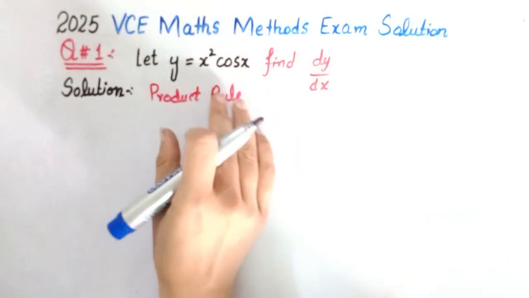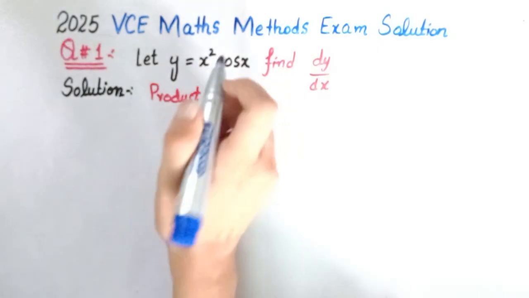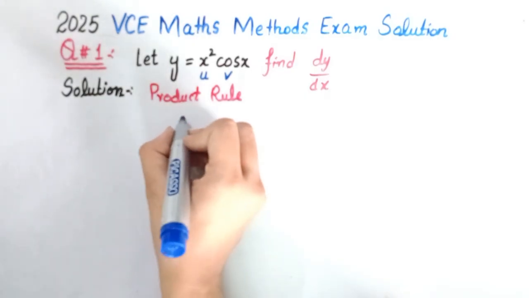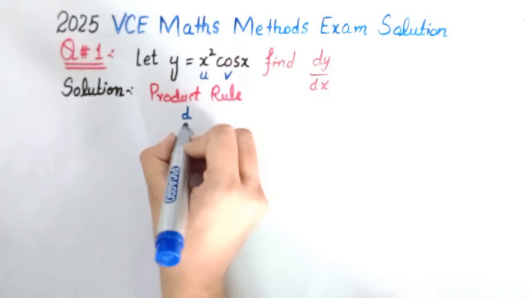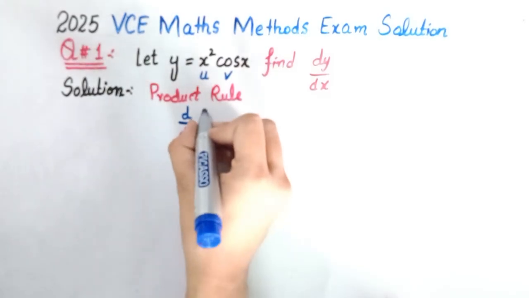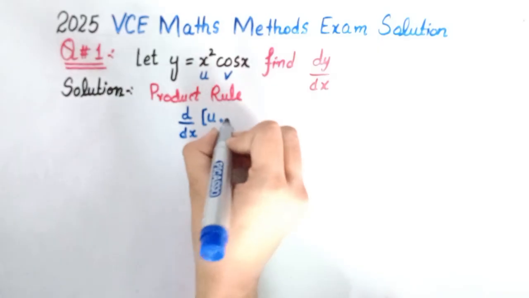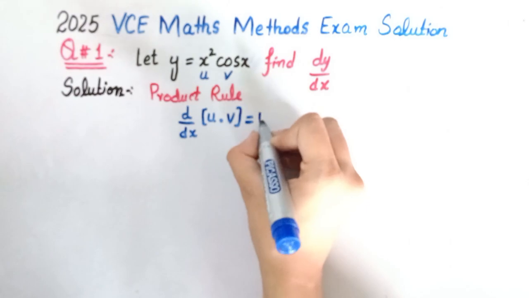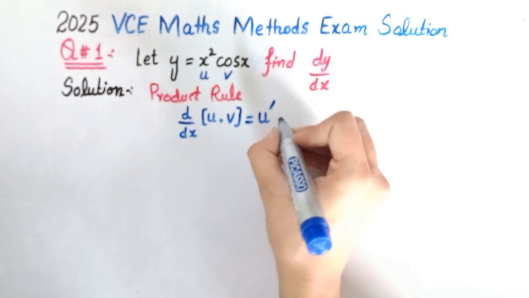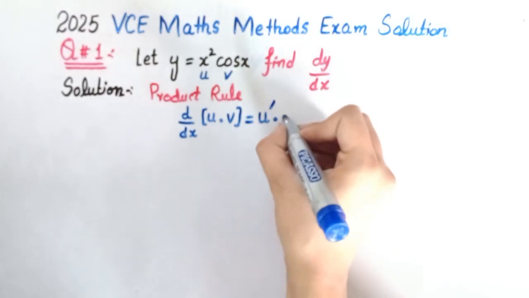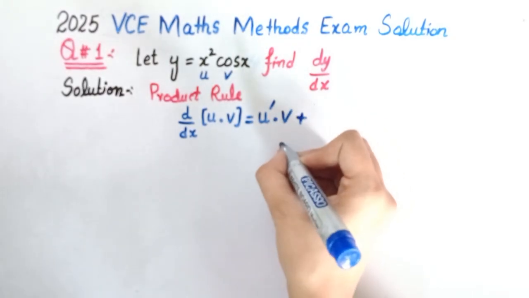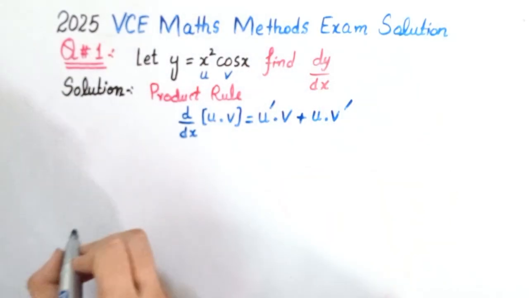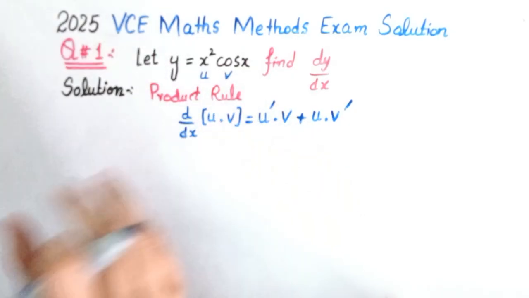The product rule tells us if we have two functions, consider this is the u function and this is the v function, then you have to differentiate both of them. dy by dx equals the derivative of the first function, which we represent by u dash, and the second function remains as it is, plus the first function remains as it is and the derivative of the second function. So this is the key concept to solve this question.